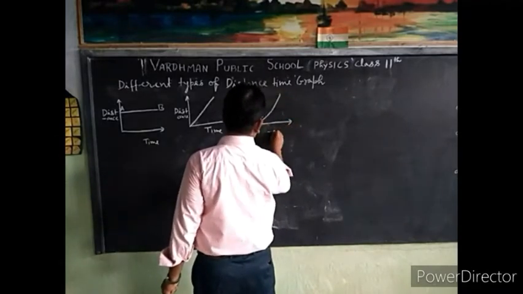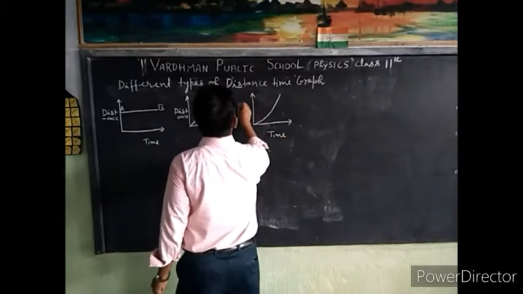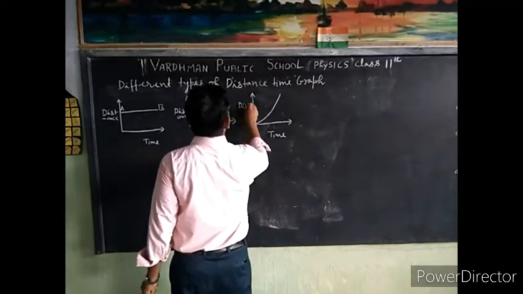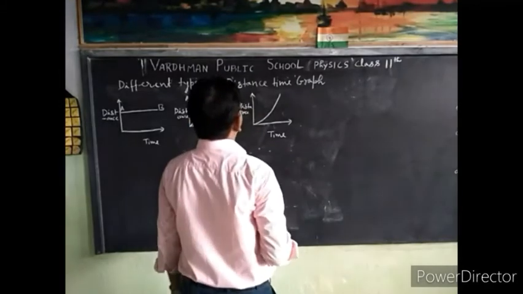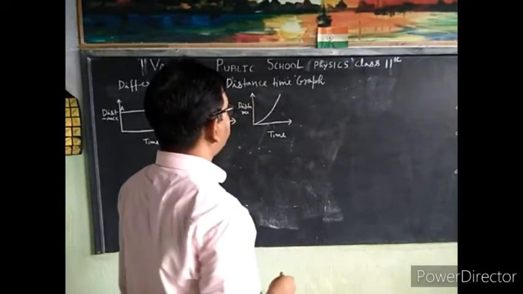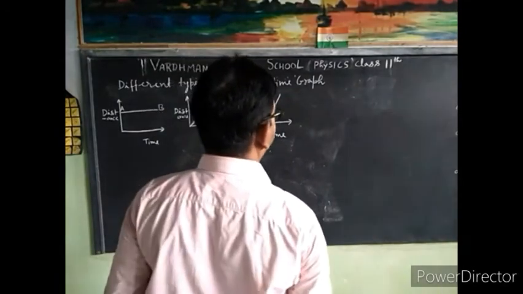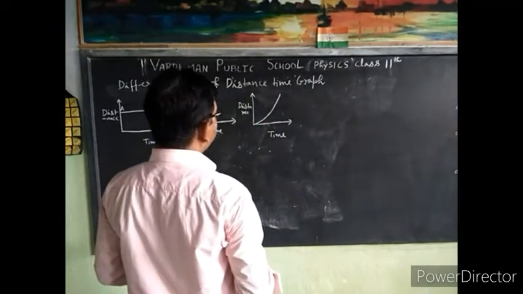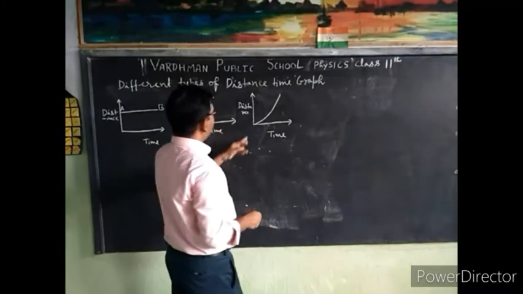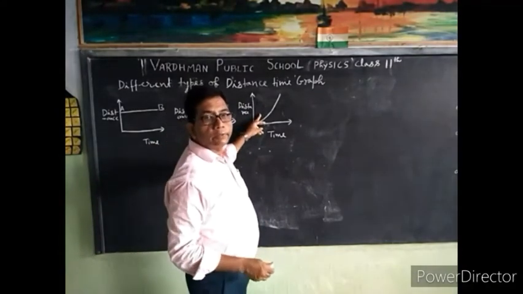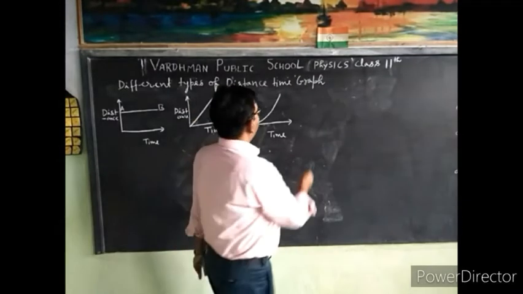Here we take time along the x-axis and distance along the y-axis. Since the slope of a distance-time graph shows speed, the third graph shows a distance-time graph for a body moving with increasing non-uniform speed.